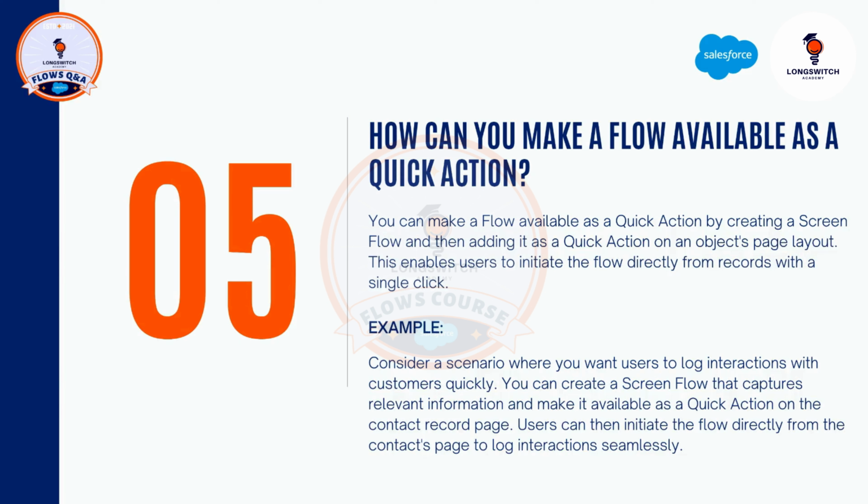You can answer it like, you can make a flow available as a quick action by creating a screen flow and then adding it as a quick action on an object's page layout. This enables users to initiate the flow directly from records with a single click.